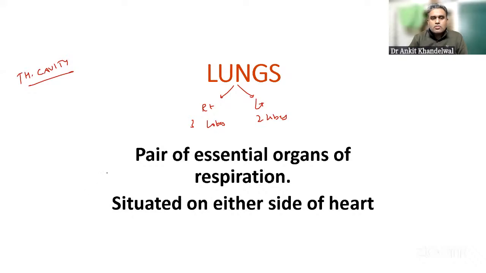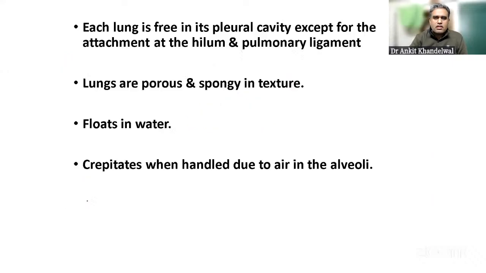To begin with, it starts with very basic things. Three to four lines can be written as the basics, because a question on lungs will be a minimum of 4 to 5 marks and can go up to 10 or 12 marks. So start with the basics. They are a pair of essential organs of respiration situated inside the thoracic cavity on either side of the heart. Then each lung is free in its pleural cavity, which you have to discuss, except for the hilum and pulmonary ligament. This line is actually important: each lung is free in its pleural cavity.